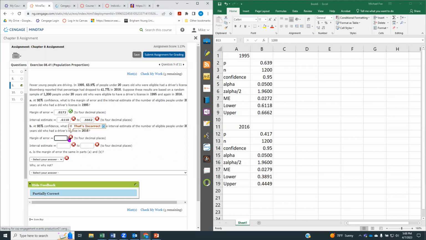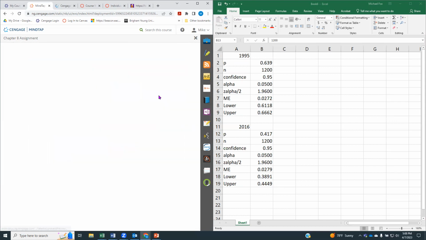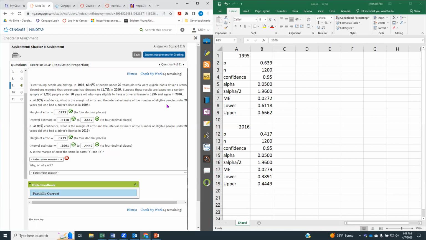All right, so our margin of error is 0.0279. Which makes our interval estimate 0.3891 to 0.4449. We'll check our work. We're in good shape.